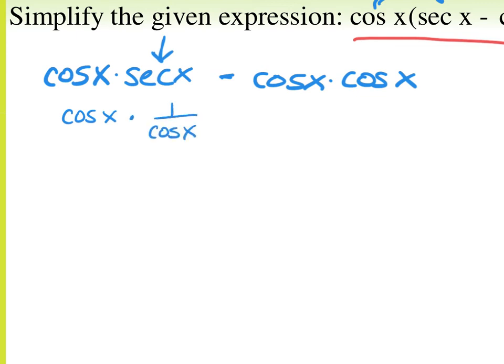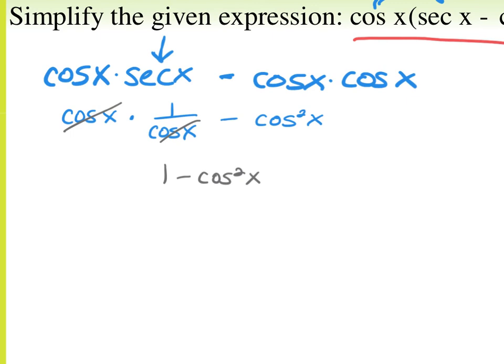Good. Minus, now this is when it's weird, is how we multiply these out. Cosine of x times cosine of x is actually cosine squared of x. We don't change the angle, we just multiply the trig function. So now what happens with cosine of x times 1 over cosine of x? They cancel out. And I just get 1 minus cosine squared of x.